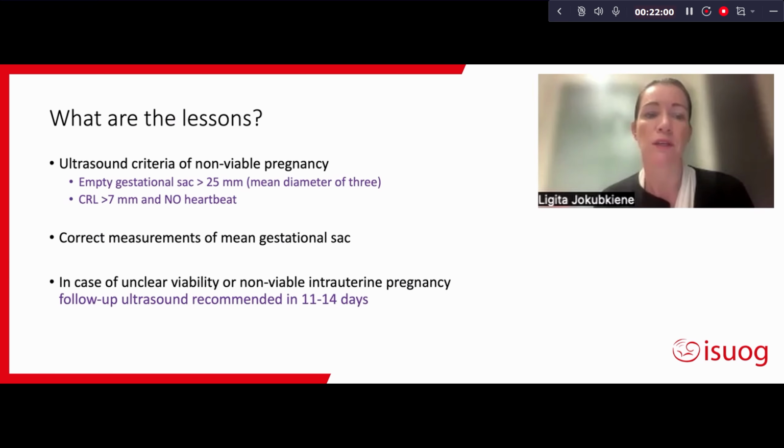I have told you about the current ultrasound criteria for non-viable pregnancy, that is an empty gestational sac of 25 millimeters or more in mean diameter, or CRL more than 7 millimeters without heartbeat. And remember how to take correct measurements of the gestational sac. And in case its viability is unclear, or you see a possibly non-viable pregnancy, in particular in the hands of less experienced examiners, follow-up might be useful in 11 to 14 days, and it is safe.